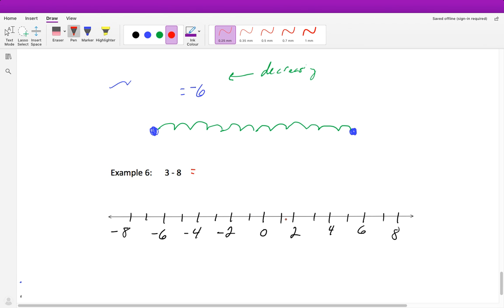3 minus 8. Well, I'm going to put a point here at 3. We are subtracting 8. And hopefully, if you see any of this writing up here, you can just ignore it for now. But let's go ahead and do this problem. So 3 minus 8. So I'll move 1, 2, 3, 4, 5, 6, 7, 8. Here is going to be my answer. It's the number between -6 and -4. So that's -5. So 3 minus 8 is equal to -5.